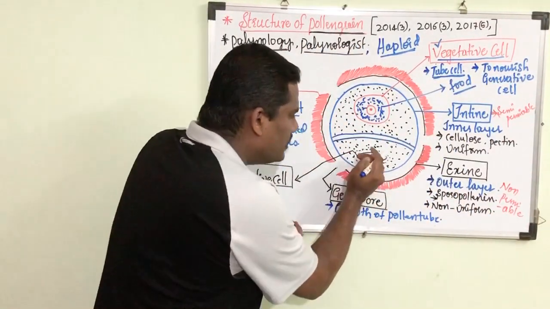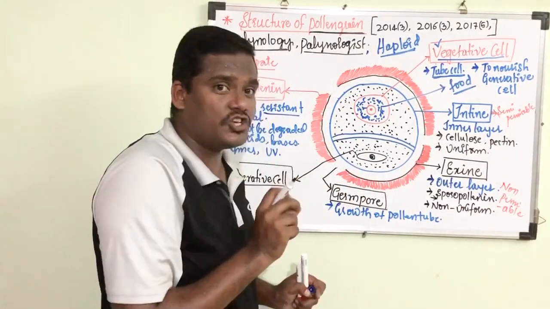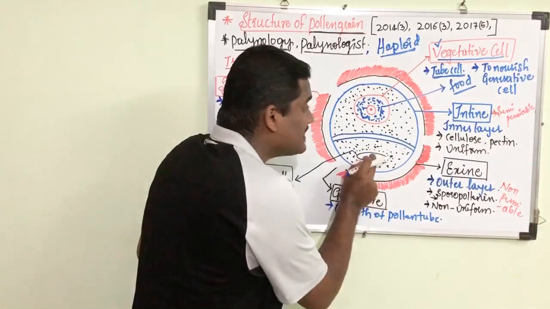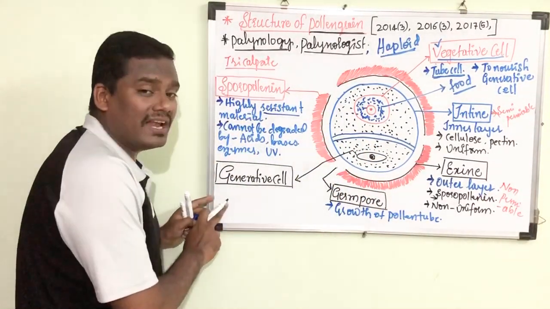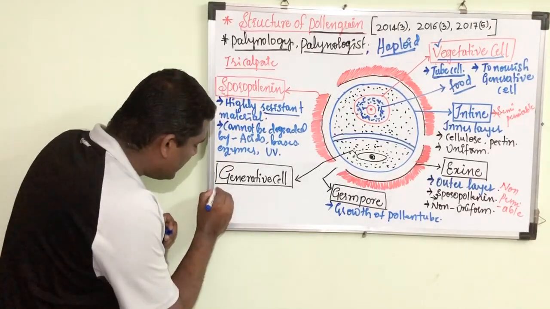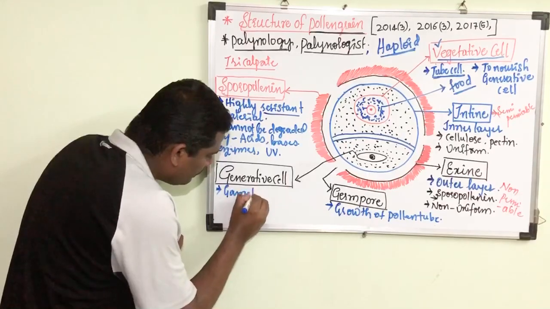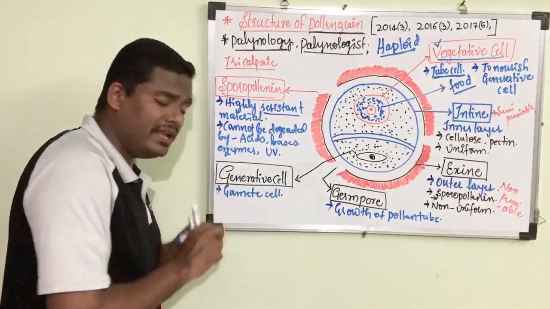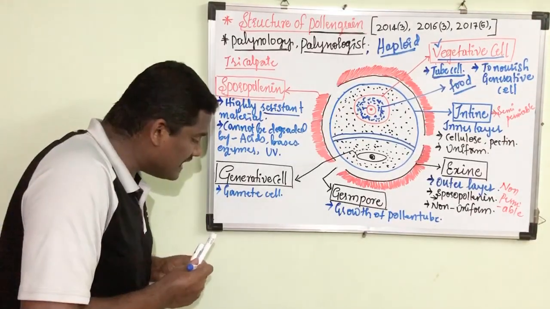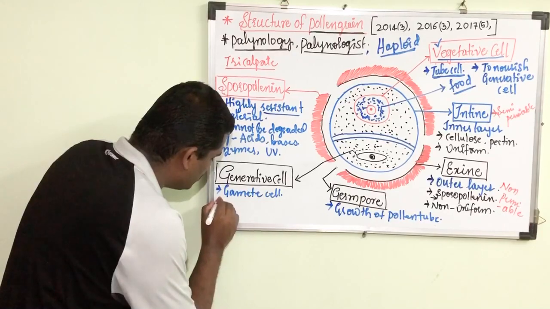Now coming to the lower side here. Here we have one more spindle shaped small cell as compared to the vegetative cell. This cell is called a generative cell. It is also called a gamete cell. The name itself again giving the meaning. Gamete cell results into the formation of gametes.